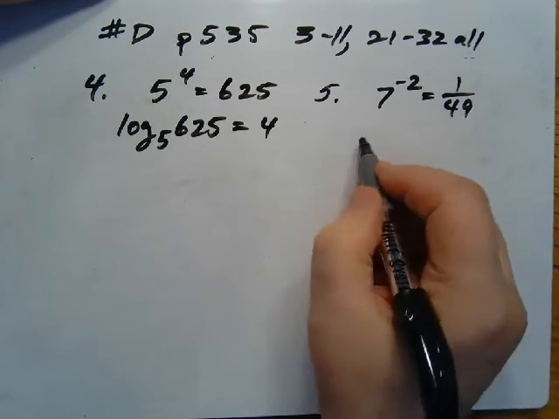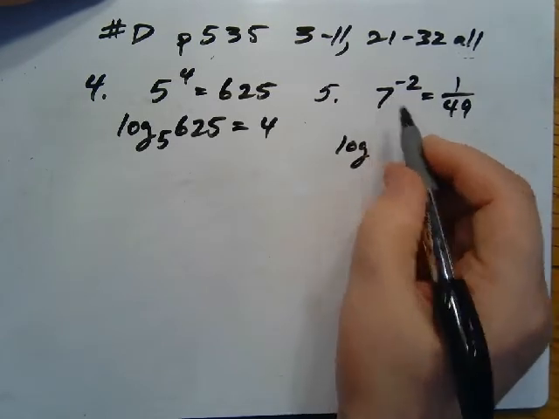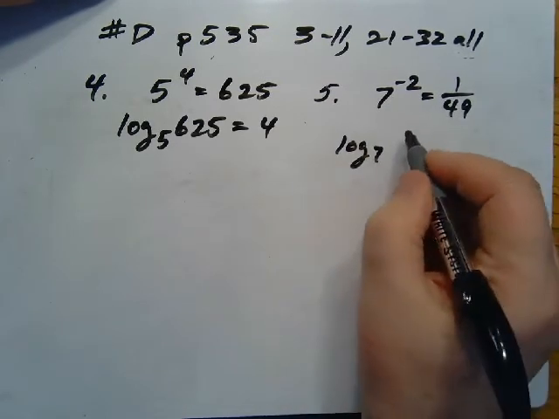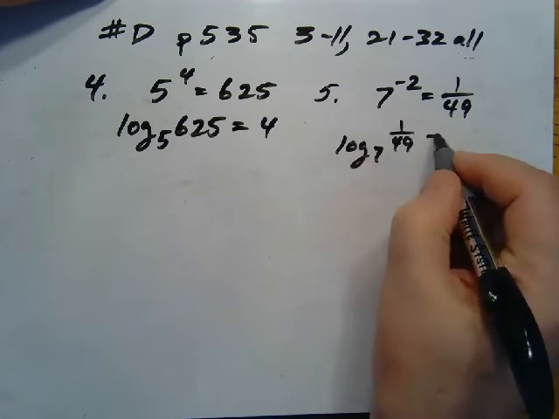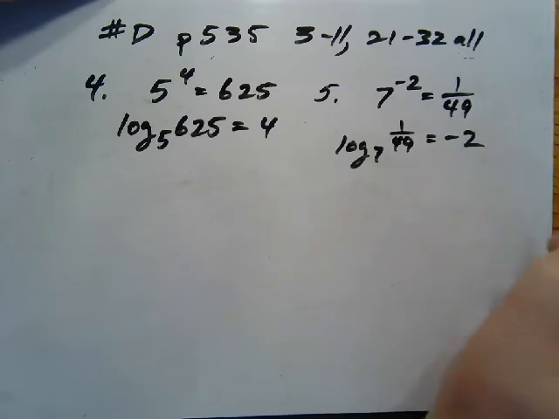All right, here we go. Log, well, what's the base? The base is this 7. The result is 1/49th, and the exponent is -2. No big deal, just go ahead and put everything where it belongs.